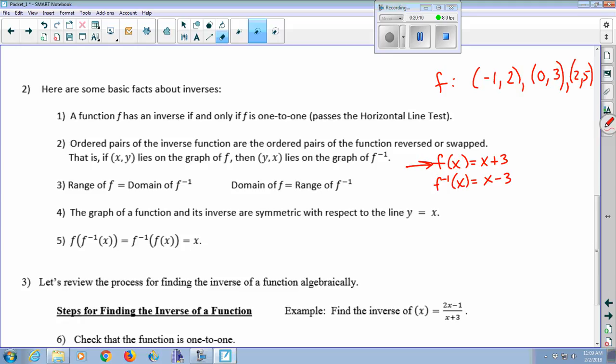Now, what's true is that the domain and range of inverse functions swap. That means the output for your first function becomes the input into your inverse function. So when I put 2 down here into my inverse function, I'm right back to -1. See, they just swap places.